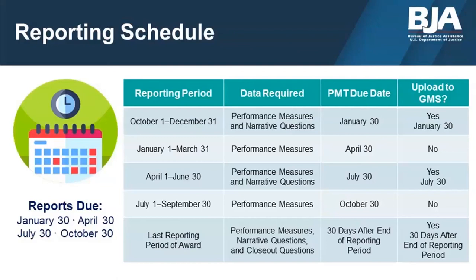The second to left column shows the type of data you'll be reporting each reporting period. For every period, you'll report on performance measures which require you to answer short answer type questions. But for the reporting periods due January 30 and July 30, as well as at the end of your grant, we also ask you a few key open-ended narrative questions related to your progress towards your goals. Also for these periods, you will need to generate a report of your PMT data and upload it into GMS.